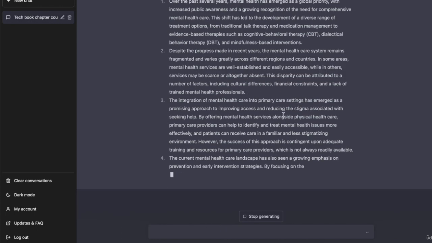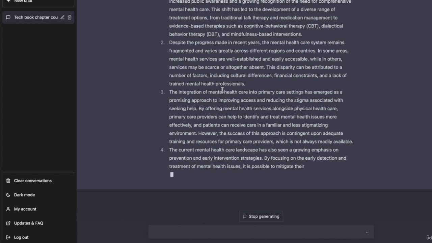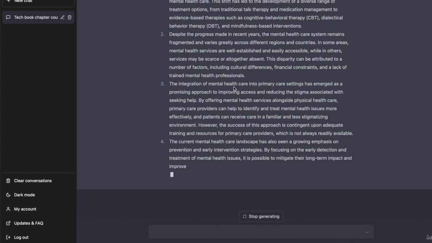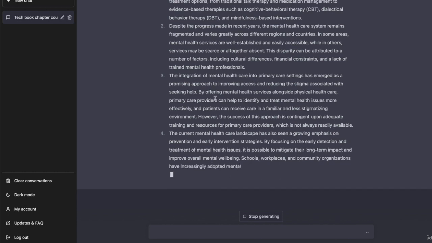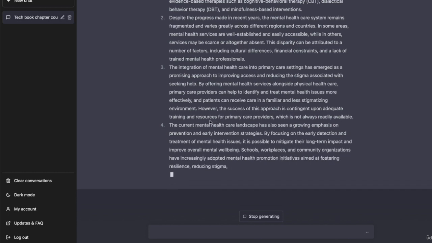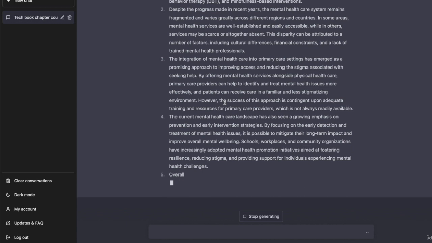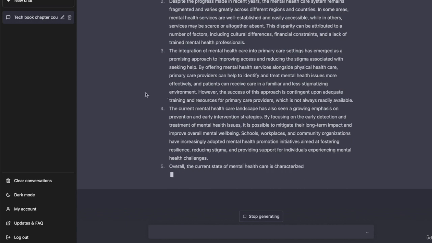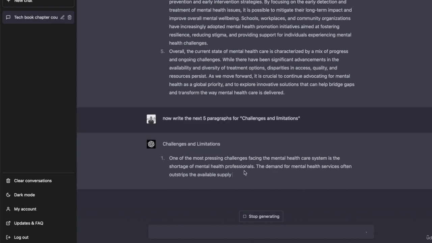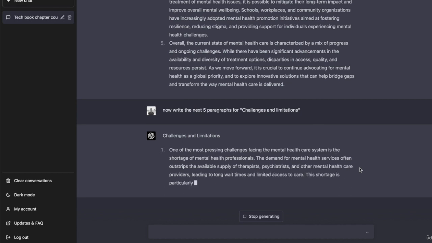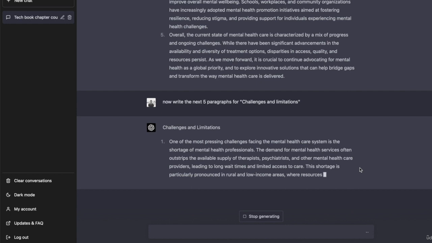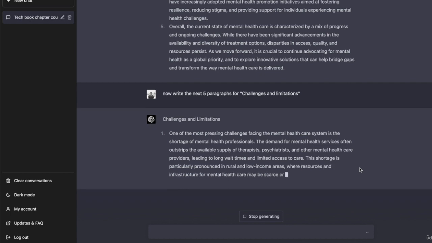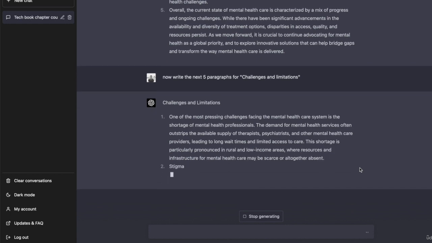It's actually really good thinking. It talks about how integrating mental health care into primary care has created more access. However, there are challenges with sufficient training. So this is true. It makes sense. This is actually very true. The biggest problem is the shortage of mental health professionals. There are about 106,000 registered mental health professionals, but tens of millions of people are seeking help.